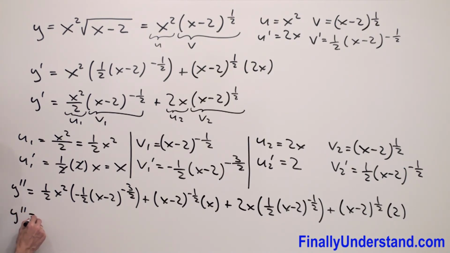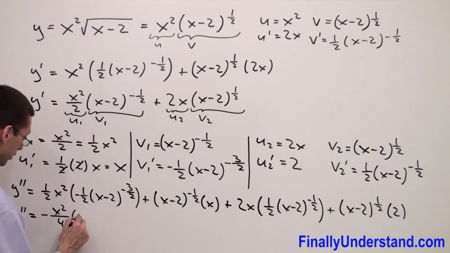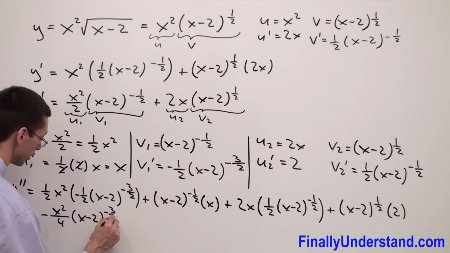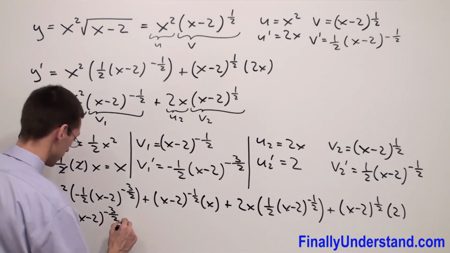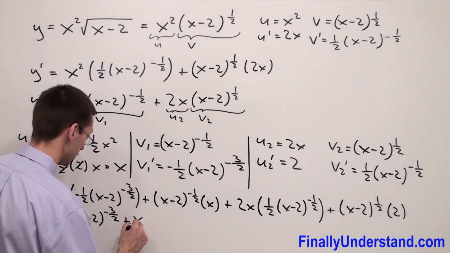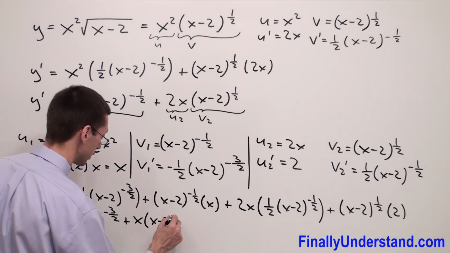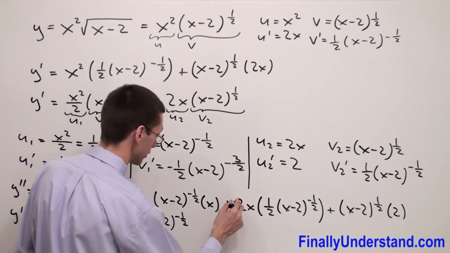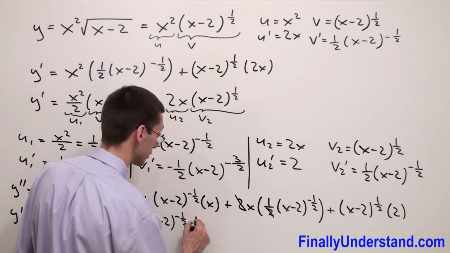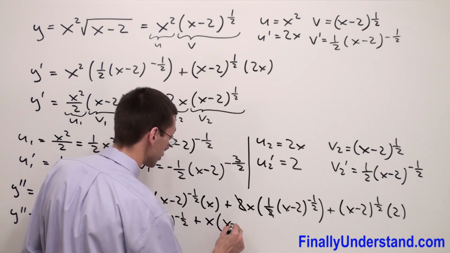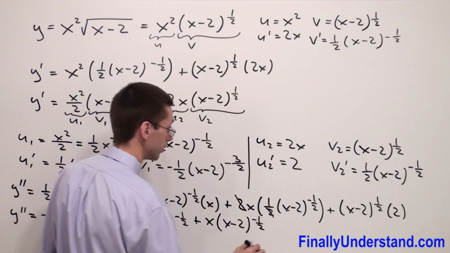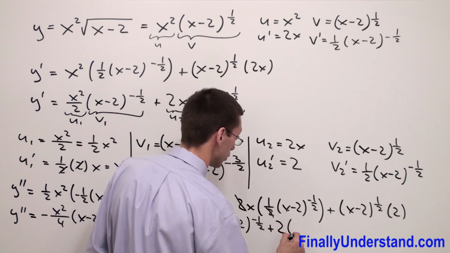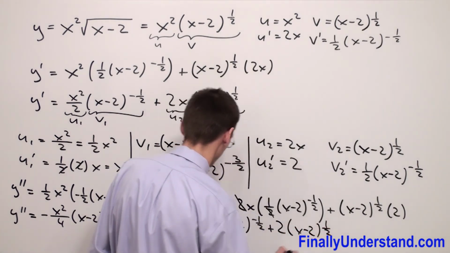So the second derivative is equal to negative x squared over 4, and I have (x minus 2) to power negative 3 over 2, plus x, and I have (x minus 2) to power negative 1/2. 2 and 2 will cancel out over here, so I'm going to have plus x (x minus 2) to power negative 1/2, plus 2x (x minus 2) to power 1/2.